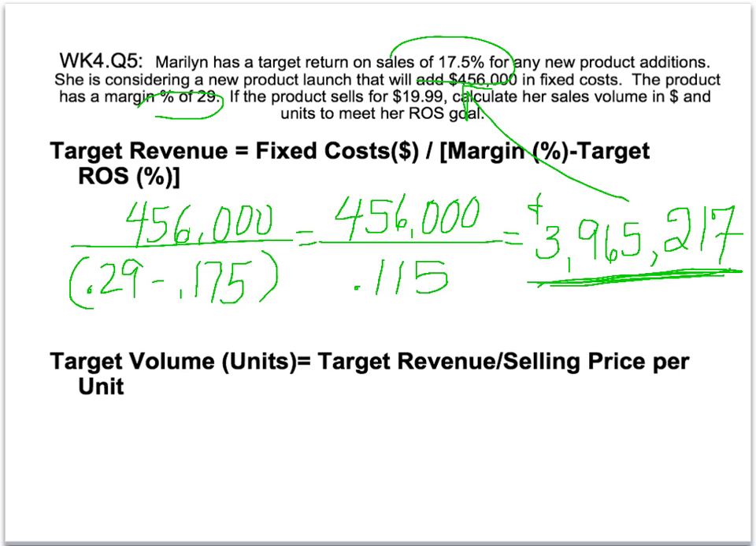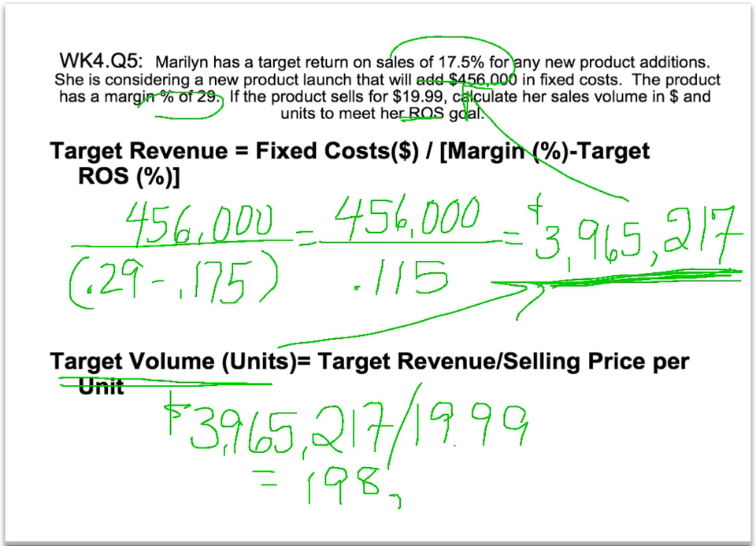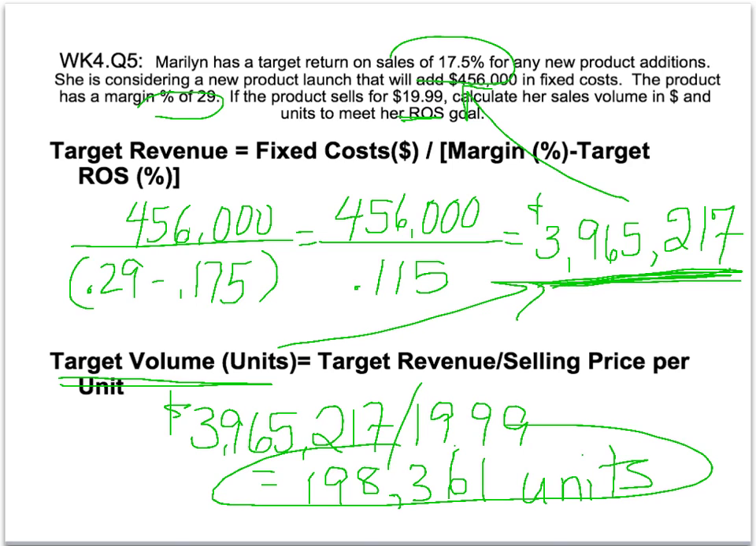On to the next question here, when you're calculating target volume. That just asks, okay, if you're selling this much in dollars, what is that in units? So you simply take your target revenue and you divide by your selling price of $19.99, for units in this case of 198,361 units. This means if you sell any fewer units, you'll not achieve your goal of 17.5%.